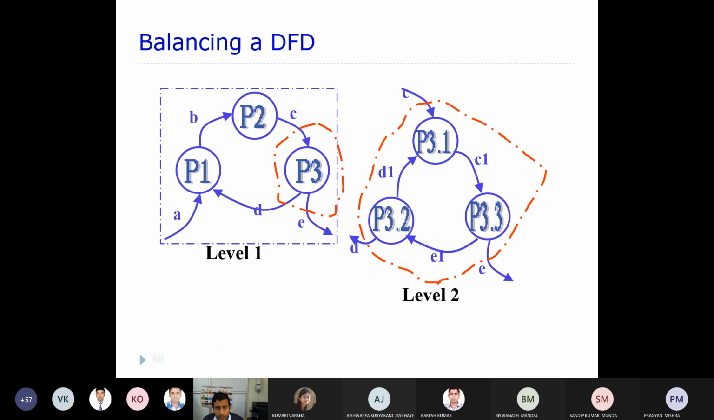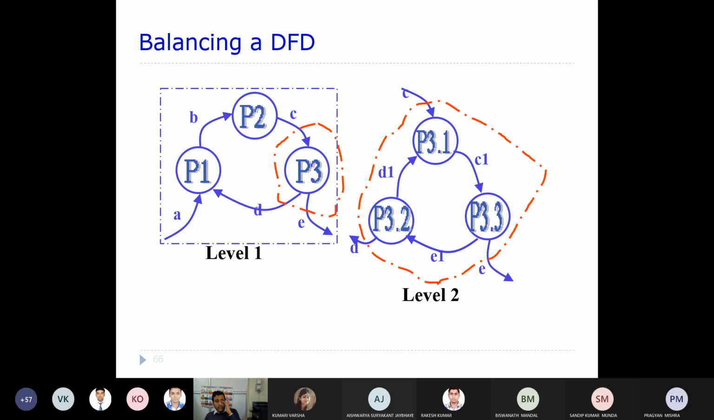But overall, for P3, how many inputs were there in level 1? 1. How many outputs were going out from that P3? There were 2, right? Now when you go to level 2 also, you need to ensure that one of the inputs is coming from level 1. That means only one important input is given to P3.1. After taking that input, it may carry out certain processing within that, but P3.3 is giving one output and P3.2 is giving the other output. So E and D, that is what you need.